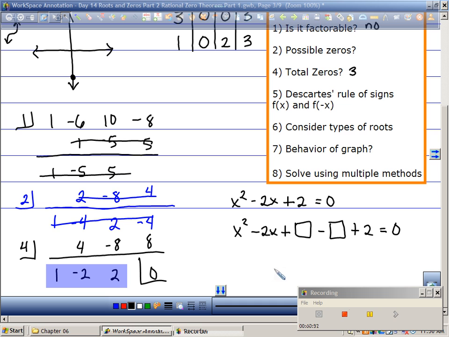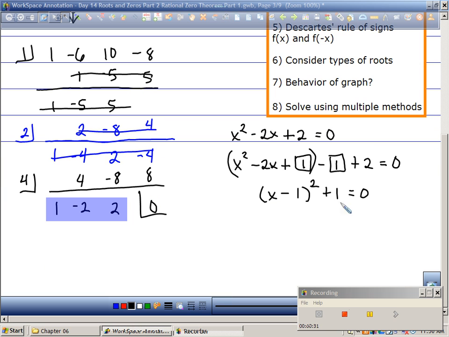What would I add and subtract? 1. Because 2 cut in half is 1, and 1 squared is 1. There is my perfect square right there. X, it's going to be a negative because that's negative. X minus 1 squared equals negative 1 plus 2 is 1. Sorry, I'm skipping a step. Plus 1 equals 0. If I was doing that in my head, I would be putting it over on the other side right away. Everybody follow me so far here?